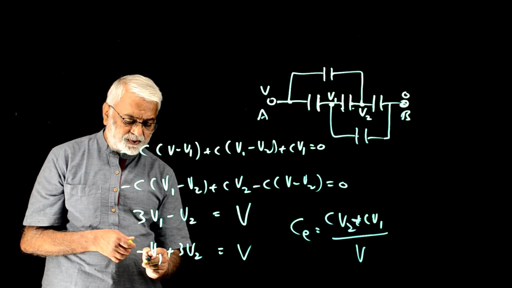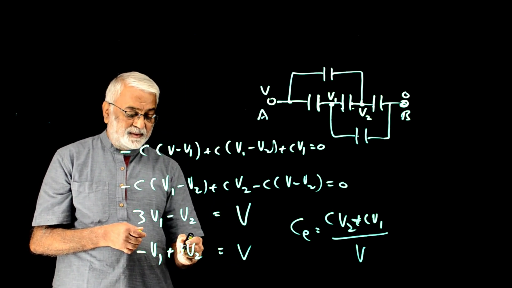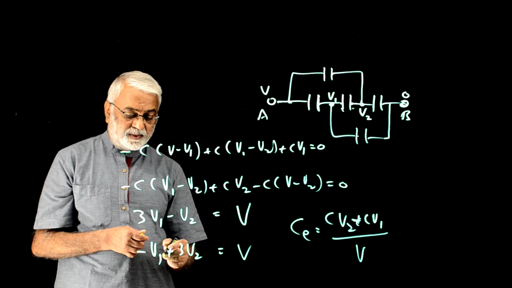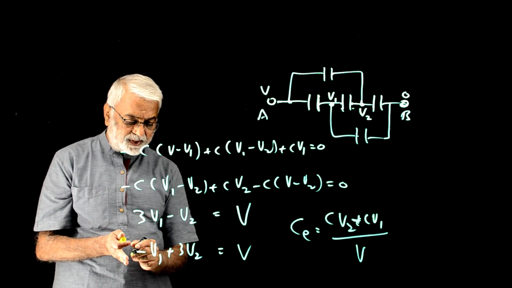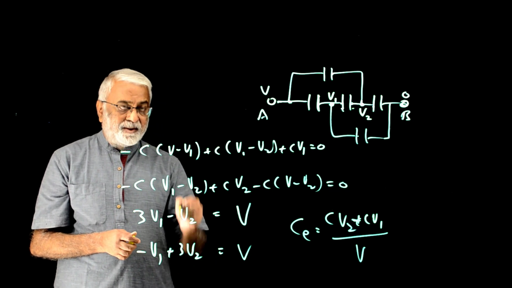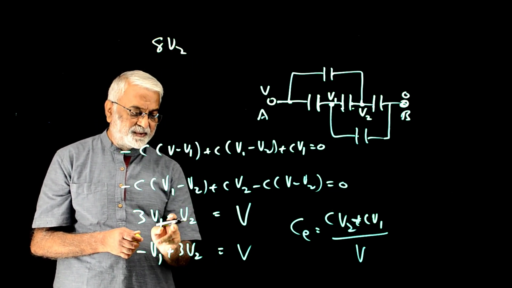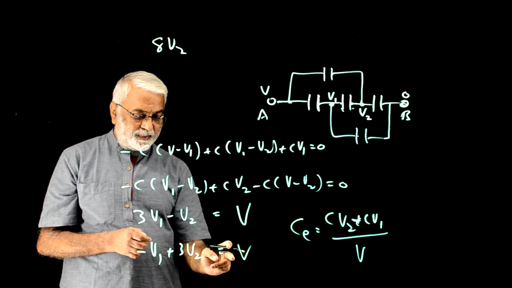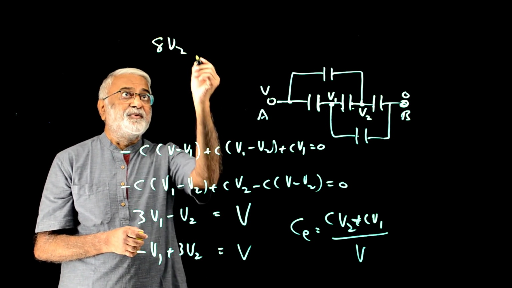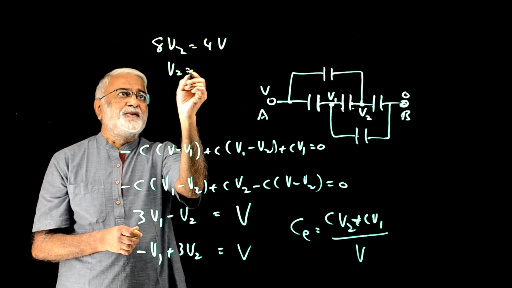We'll multiply this with 3 and add. So this will go away. 3V1, 9V2, we'll multiply with 3 and add. So this will be 8V2. This is 3 into 3, 9, minus V2, adding. So this is multiplied with 3V and plus V, that will be 4V. So V2 comes to V by 2.